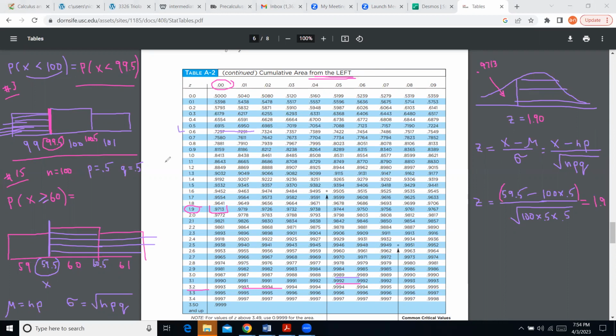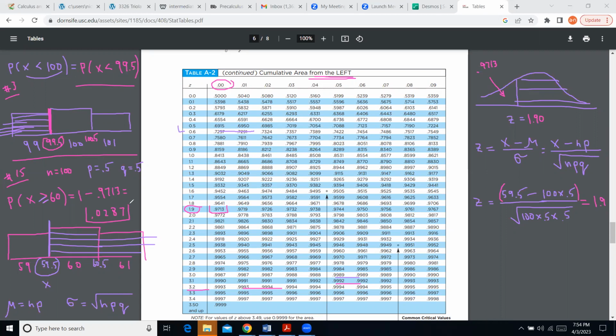Well, to get my area, I need to subtract from 1, right? That 0.9713, and get the answer. So it looks like this will be something like 0.0287. So this is the result.